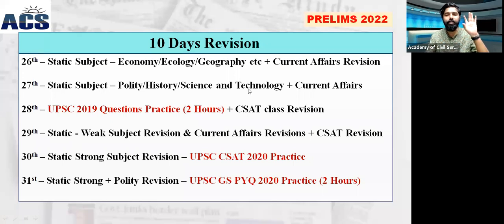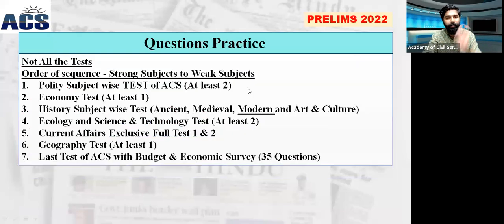And now the priorities: you have to make a schedule from 26th to 5th June. Now the question practice, in these 10 days, we always say is the major priority, even more than reading subjects. It is better to go through the questions which are relevant for the prelims examination. Not all the test series, because ACS has provided you a lot of questions and conducted a lot of test series. You do not need to revise all of them, but choose wisely. You can pick up the subject wise tests.